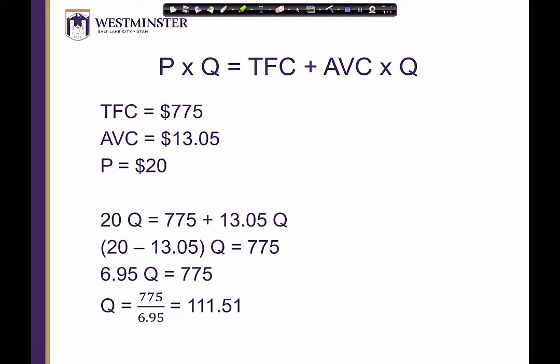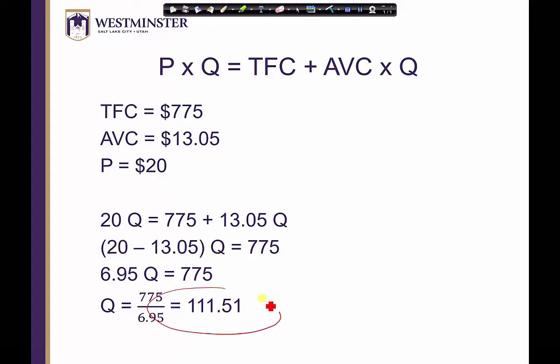cost. We can rearrange this a little bit, such that we could say that 20 minus 13.05, so price minus our average variable cost times the quantity is equal to the total fixed cost of $775. And that equates to $6.95 times Q equals $775, or Q equals $775 divided by $6.95, which is going to equal then 111.51. Well, we have two things to consider here.